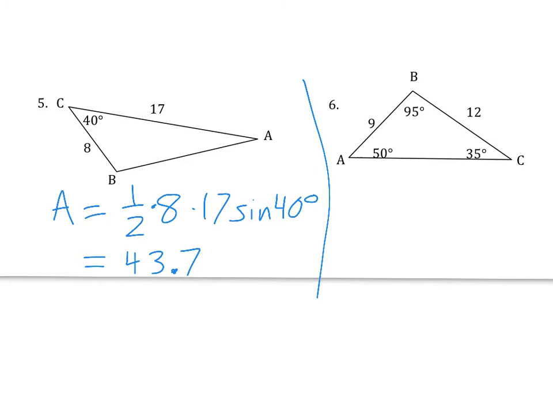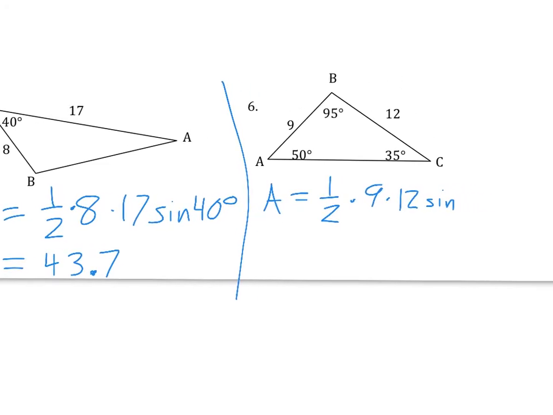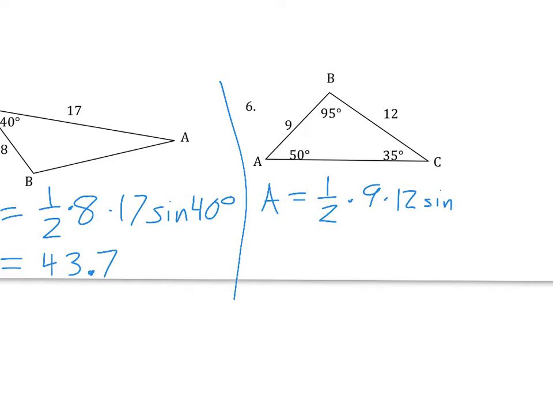Okay, number 6, you have to be careful because they give you all three angles. So it's 1/2 still, and then they only give us two sides, so we have to use those two sides. And now we have to use the angle in between those two sides. So in between the 9 and the 12 is a 95-degree angle. They give you these other two angles to try to throw you off. Alright, rounding to the nearest tenth on that one, we get 35.9 units squared.